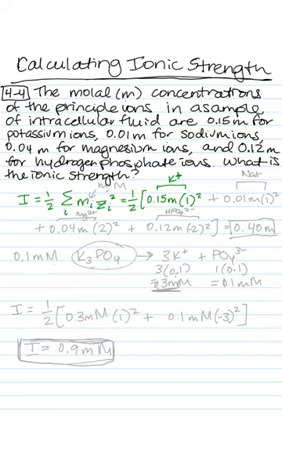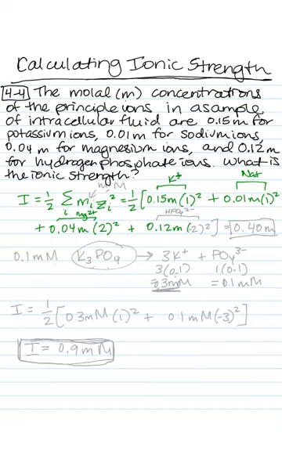Okay, then we have 0.01 molal for sodium ions, so that's another 1 squared for Na plus. And then we have 0.04 molal for magnesium ions. So now we need a 2 squared here for our Mg2 plus. And finally, 0.12 molal for hydrogen phosphate ions.